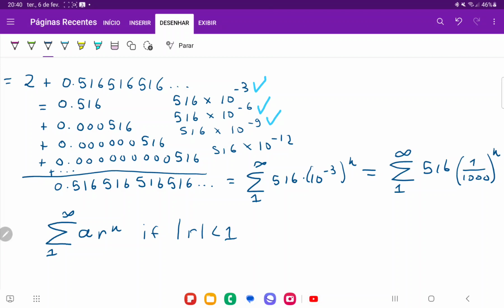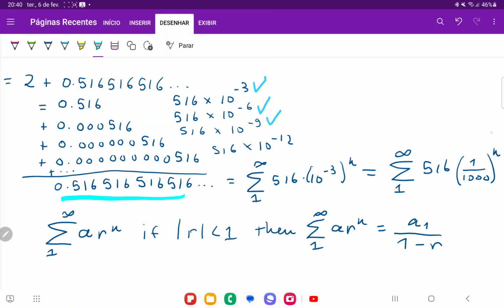So if the absolute value of r is less than 1, then the sum from n equals 1 to infinity of a r to the power of n is equal to a sub 1, where a sub 1 is just the first term whenever we're adding this, divided by 1 minus r. So the question is, now that we were able to take this decimal expansion, 0.516516 and so on, and express it like this, where this is a geometric series, right?